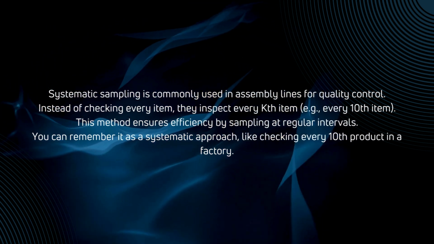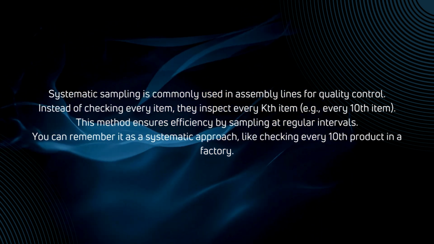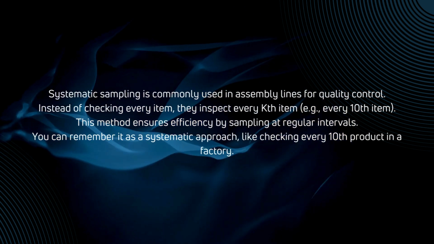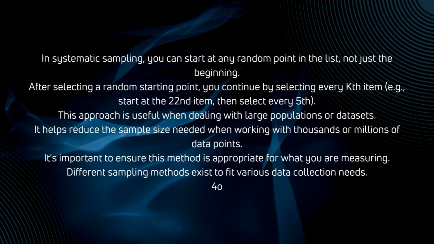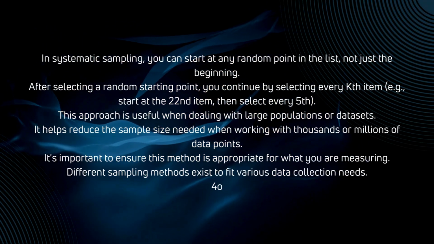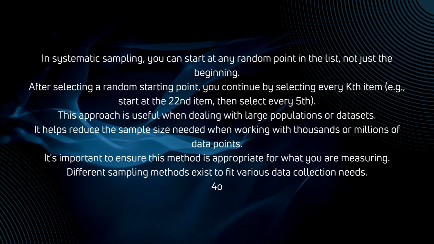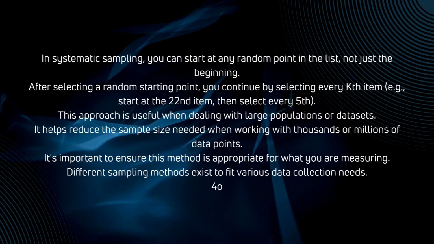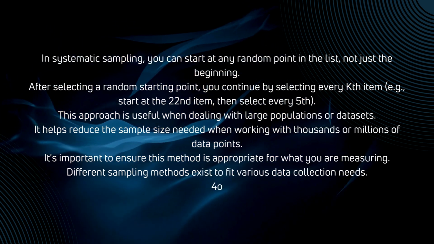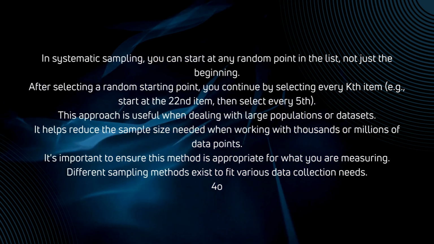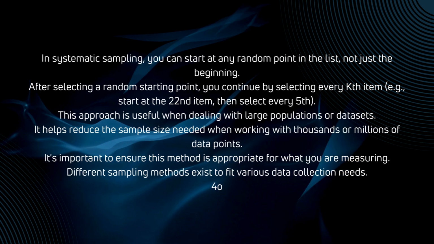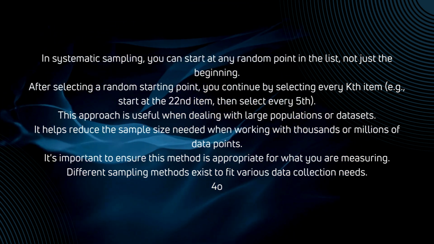So, systematic is ordered, and then we account for every k number, and k represents a random number. And stratified is when we break the full population into groups called strata, then take random samples from the strata.